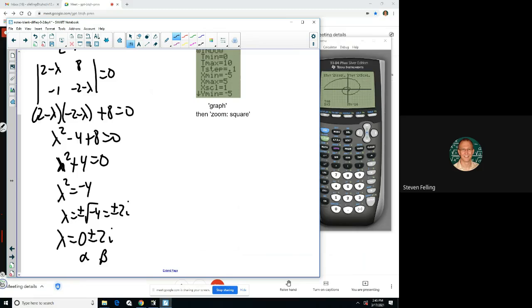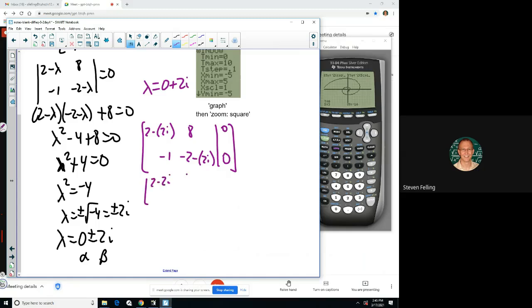Okay, to find the corresponding eigenvector, let me use a different color here. I'll use purple here. So we're going to pick the positive version. Lambda is 0 plus 2i. And we're going to plug that into this matrix. So we're going to say, okay, it's 2 minus lambda, which is 2i, 8, and then -1 and -2 minus lambda, which is 2i, and then 0, 0 out here. Right? And then we'll go ahead and compute this equation. So I've really got the equation, just 2 minus 2i, 8, 0, and negative 1, negative 2 plus 2i, 0, if I factored out the negative.